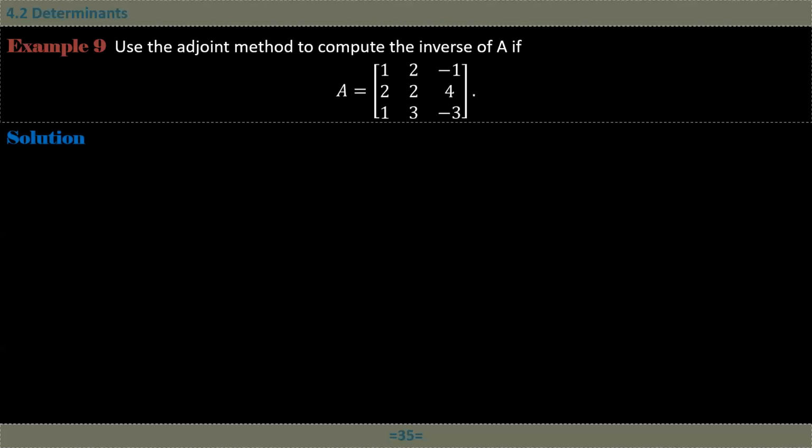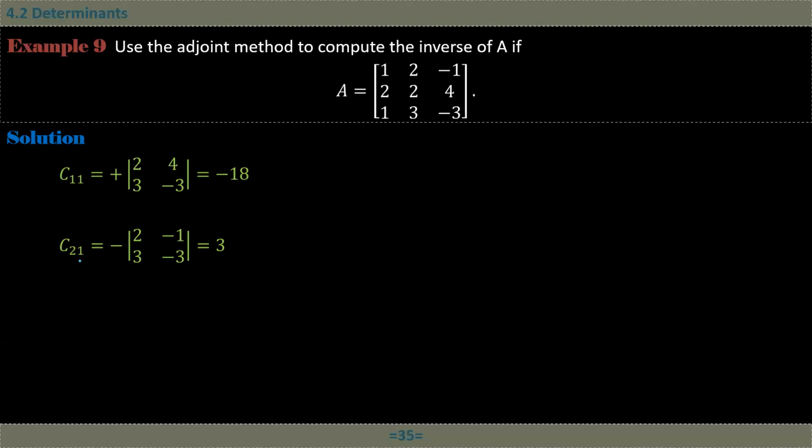Now starting from the first one, C11. So C11 is the first cofactor. 1 plus 1 is 2, which is positive. That's why the sign is plus. So we now have to get this. We just need to delete the first row and the first column, right? And here we have 2, 4, and 3, minus 3. And we know how to compute the determinant of 2 by 2 matrices. That's equal to negative 18, minus 6, minus 12, is equal to minus 18.